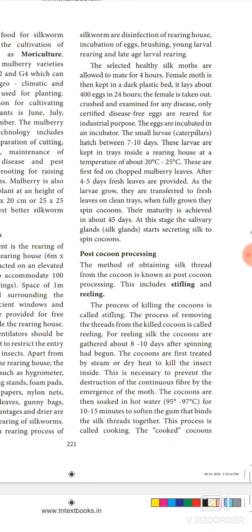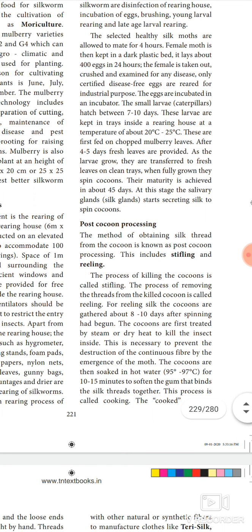At this stage, the salivary gland of the silk moth, which is called the silk gland, starts secreting the silk to spin the cocoon. From that gland only it secretes the silk to spin the cocoon.